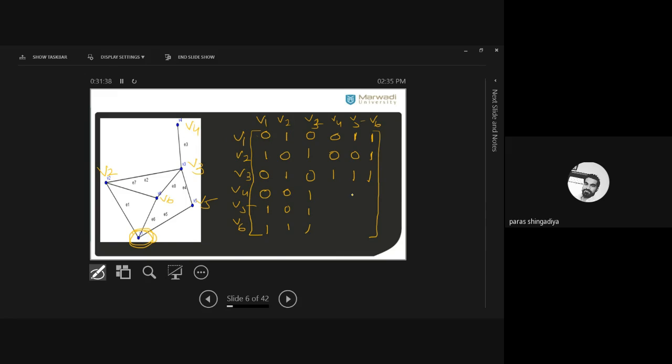And now the fourth row with all the vertices. So V4 to V4 is 0. V4 to V5, there is no edge, so it is 0. And V4 to V6 is also 0. Okay. And now V5 to rest of all, that is 0. V5 to V5 is 0. And V5 to V6 is also 0. And V6 to V6 is also 0. Okay, so this is the matrix you will get. Clear?